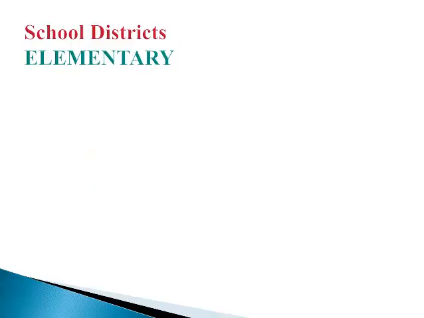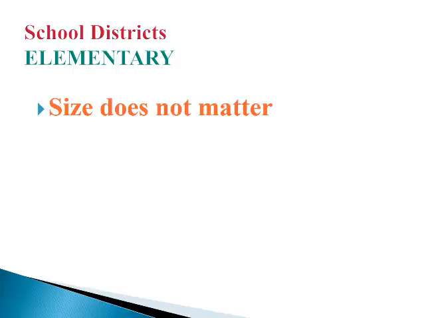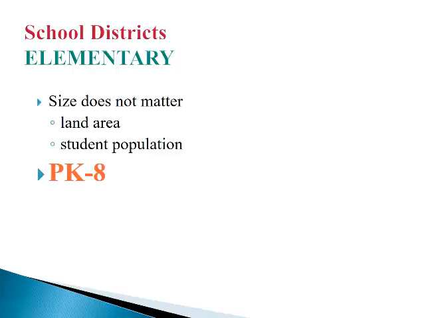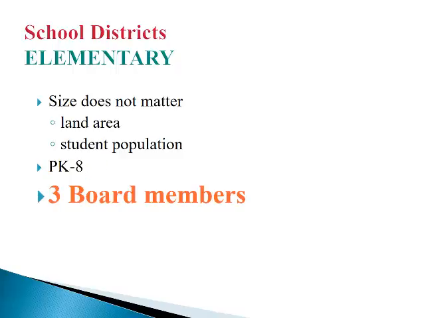Elementary districts, or dependent districts, again, size does not matter, land area or student population. What we're looking at here is that elementary districts or dependent districts are K-8 schools, and they typically have 3 board members on their school boards.